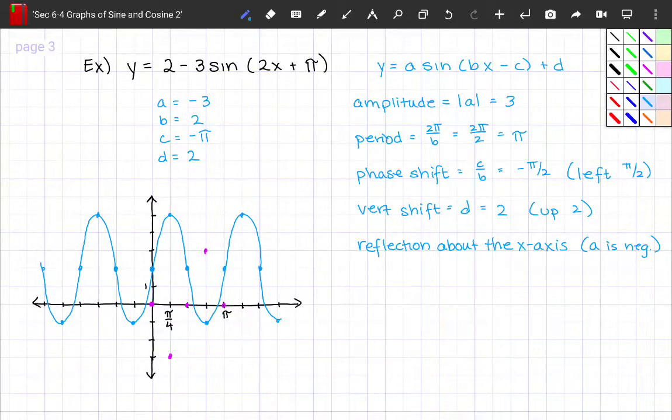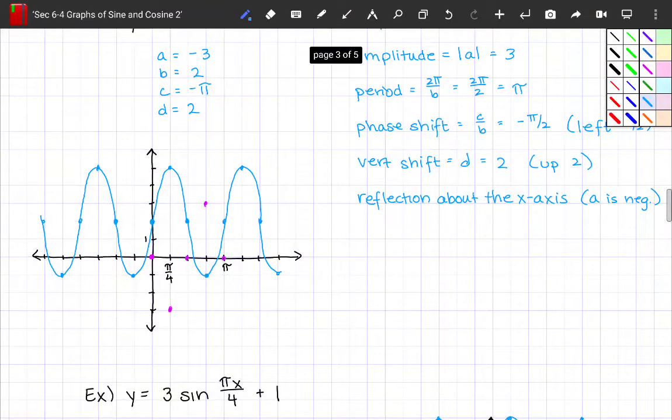There's another one. Okay, here's another one for you to try. Give that one a try. It's at the bottom of the screen there. Try that one out, and we'll take a look together.